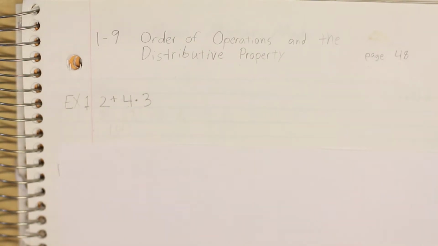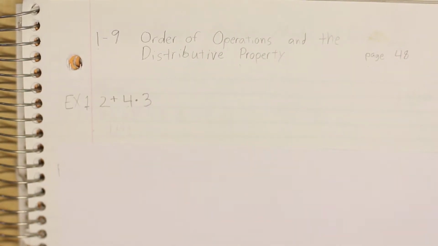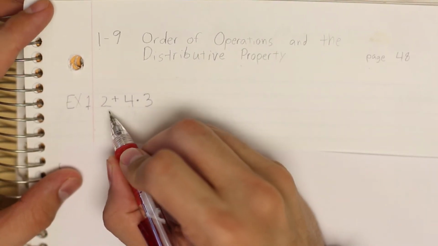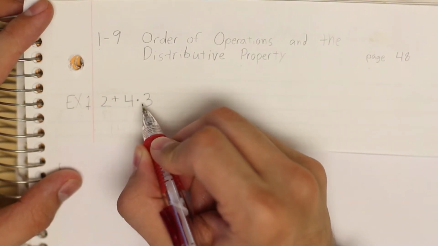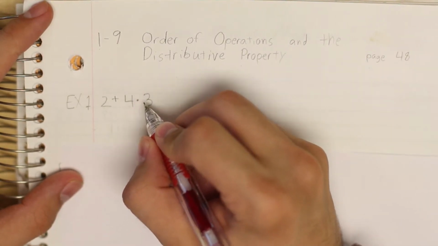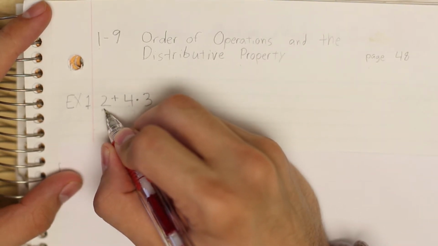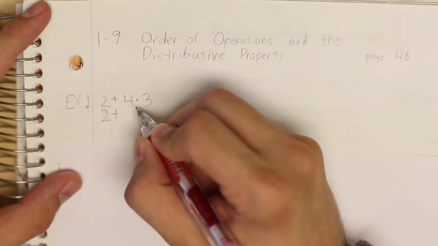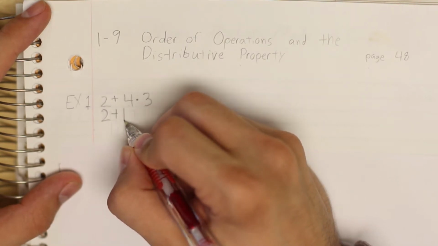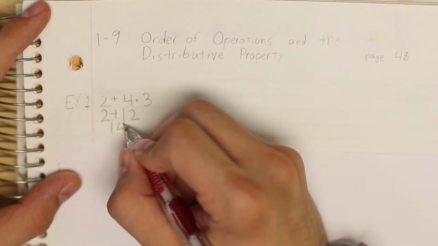I want to work two examples with you first before we go over the rules, just to refresh your memories a little bit and work some problems. Here we have 2 plus 4 times 3. What we're going to do first is multiply first. It's part of order of operations. So I'm going to copy down the 2 plus, and then 4 times 3, which is 12. And now 2 plus 12, of course, is 14.